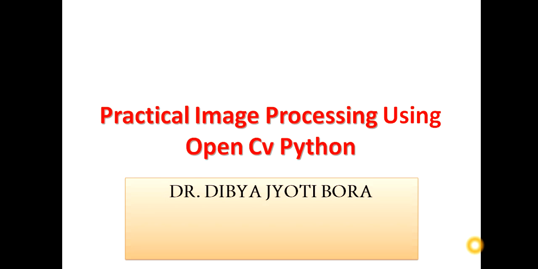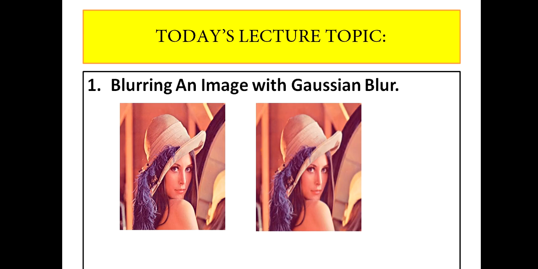I welcome you to the practical image processing using OpenCV Python lecture series. And today our topic is how to blur an image with Gaussian blur. Okay, that means blurring an image with Gaussian blur.